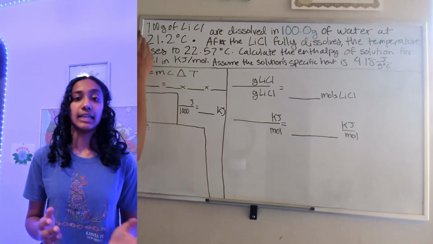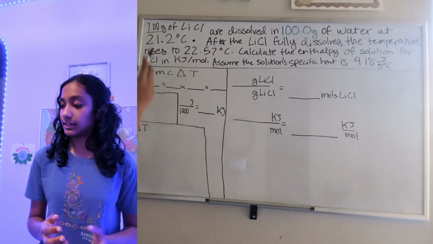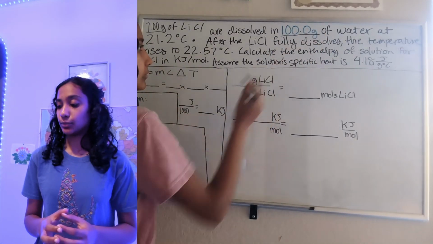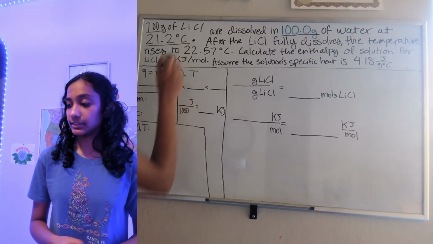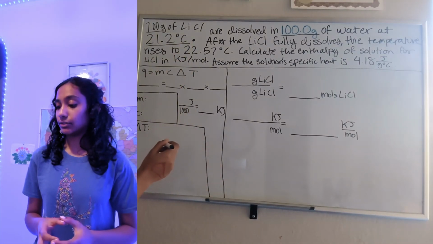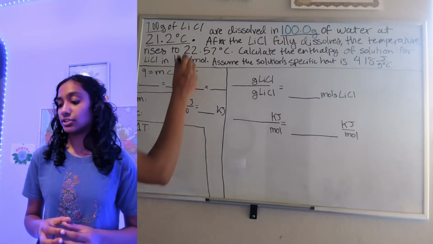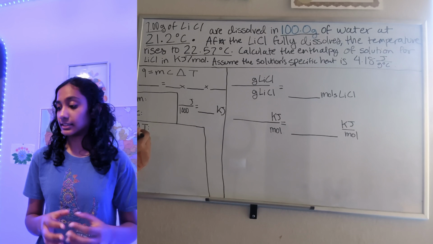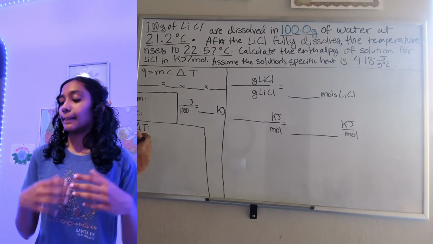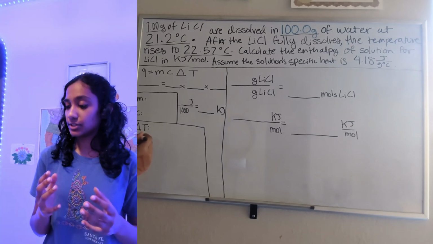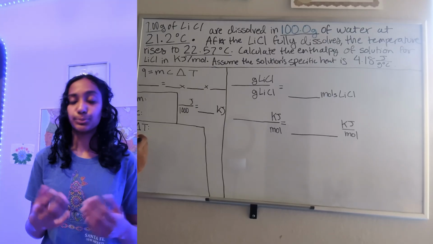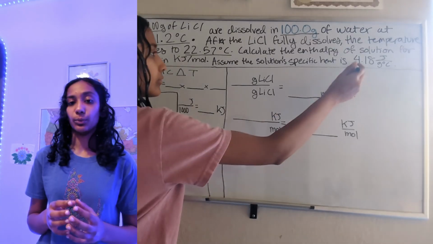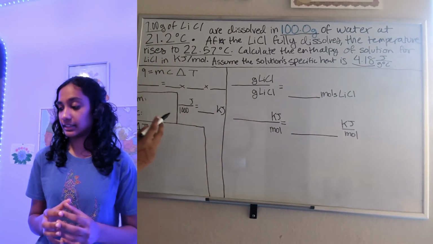The problem tells us that 7.00 grams of LiCl, or lithium chloride, are dissolved into 100.0 grams of water at 21.2 degrees Celsius. After the LiCl fully dissolves, the temperature rises to 22.57 degrees Celsius. The problem then asks us to calculate the enthalpy of solution for LiCl in kilojoules per mole. Assume that the specific heat of the solution is 4.18 joules per gram degree Celsius.